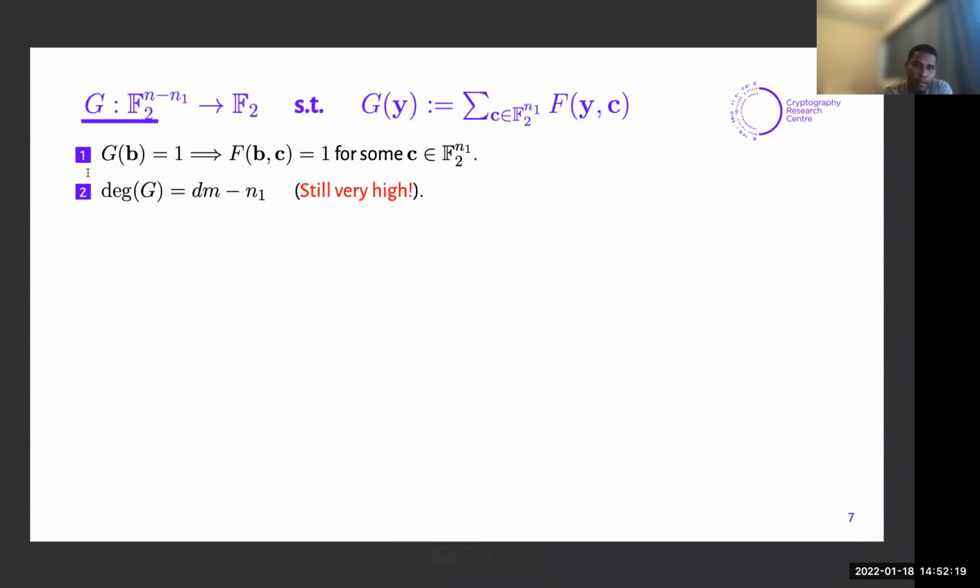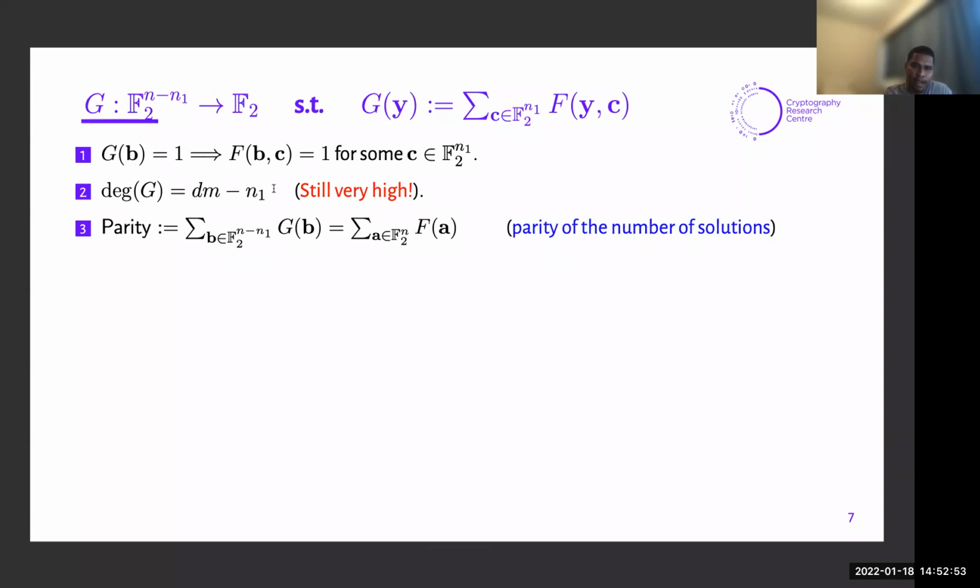More important is that, as I said before, the degree is a bit smaller than that of the polynomial f, but it's still very high. Remember, we want to find for which vectors this polynomial is equal to 1. So we want to interpolate, and to interpolate, we need the evaluations on all the vectors with Hamming weight less than the degree. If the degree is very high, then we are not gaining anything here.